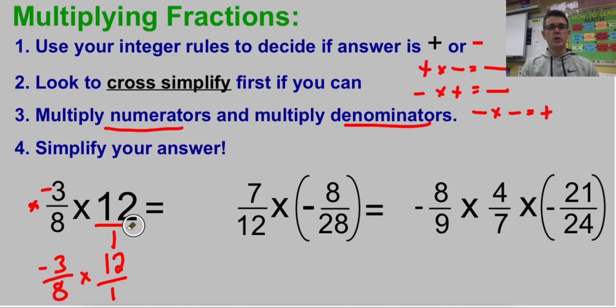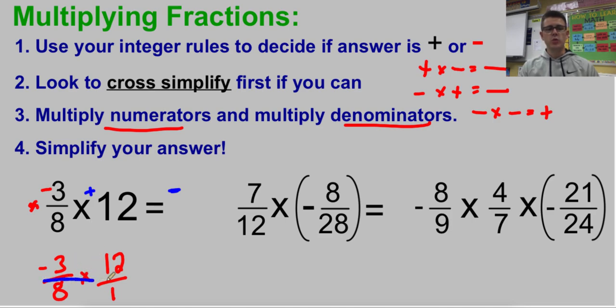And then here's where you look for the cross-simplifying. Oh, I take it back. Before we do anything else, let's figure out the sign of our answer. So I have a negative times a positive. When one's negative, one's positive, we know our answer is going to be negative. Now we don't have to worry about whether it's positive or negative anymore. Now we just worry about the fractions themselves.